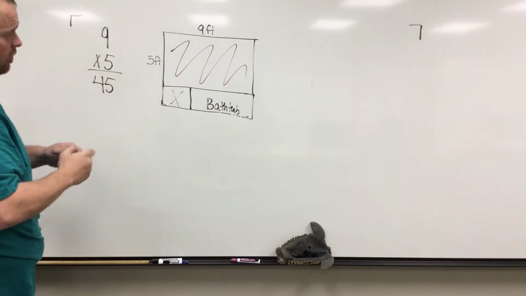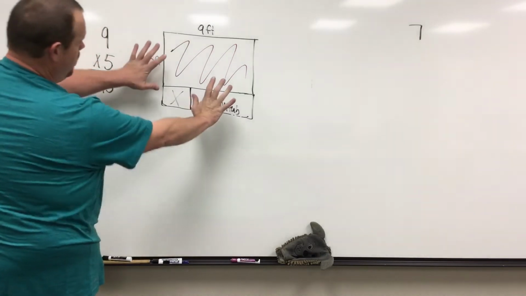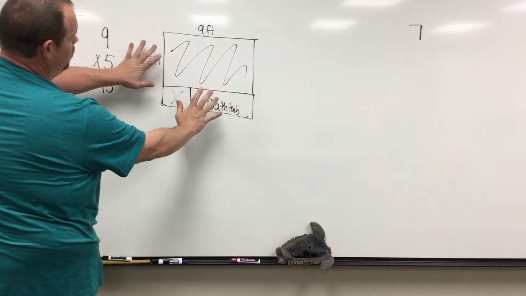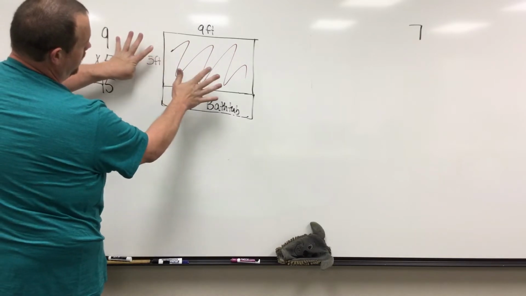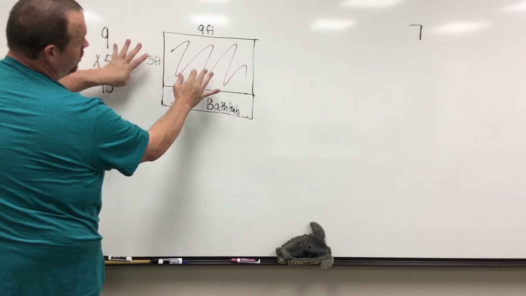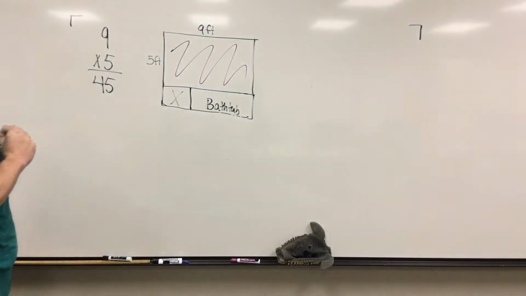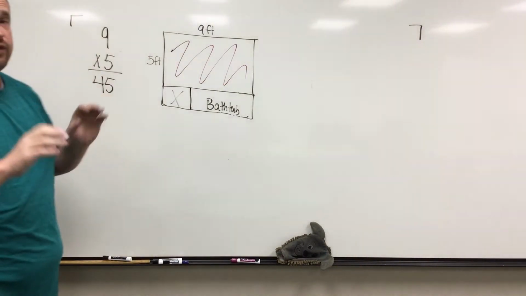You can also do your hand trick, right? So 9 times 5, 1, 2, 3, 4, 5. So I have 10, 20, 30, 40. 41, 42, 43, 44, 45, right? That's another way to do it. So 9 times 5 is 45.